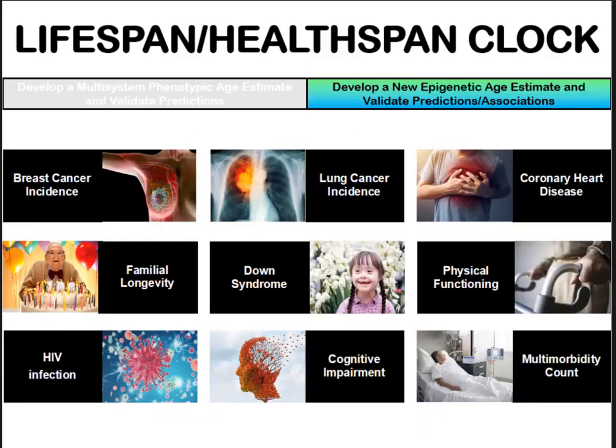So aside from all-cause mortality, we also find that it's associated with things like breast cancer incidence. So women who are breast cancer free at baseline, having a higher epigenetic age is associated with higher risk of developing breast cancer. Same thing for lung cancer, particularly if you're a current smoker. Coronary heart disease. We find that individuals who have centenarian parents have younger epigenetic ages on average. I think Down syndrome was associated with a 12-year increase in your epigenetic age. And then we also find it for things like physical functioning, HIV infection. This is supposed to be mild cognitive impairment. And again, that multimorbidity number I showed you in the beginning, so the more diseases you have at baseline.